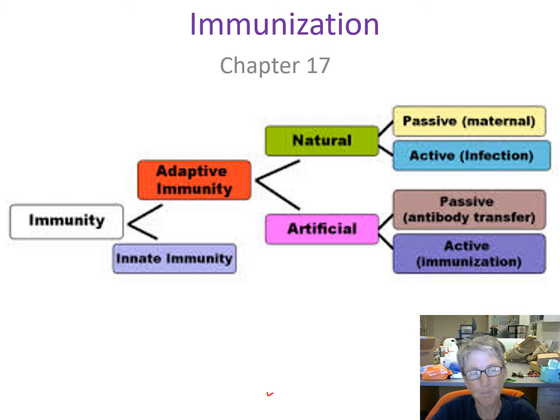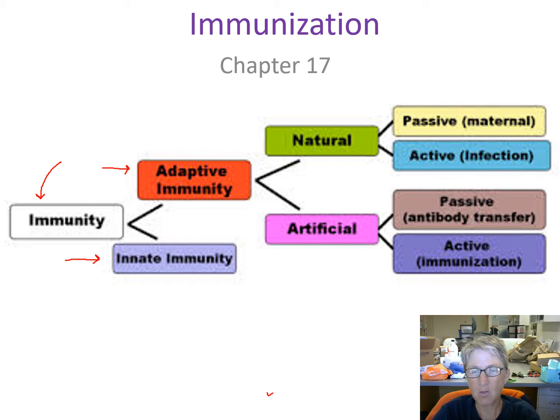So, in Chapter 15 and 16, we studied immunity. Chapter 15 was innate immunity, or nonspecific immunity, and Chapter 16 was adaptive immunity, or specific immunity. And now Chapter 17 is immunization. So, it's two sub-arms of adaptive immunity.